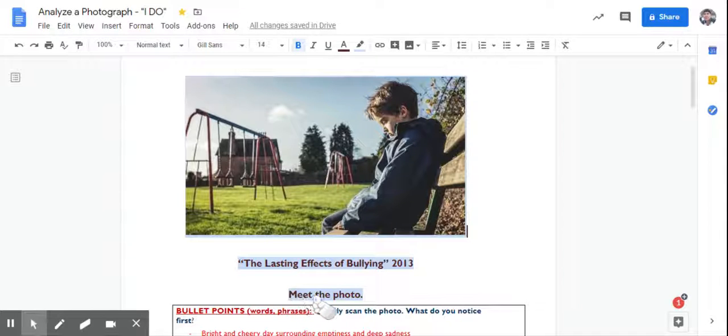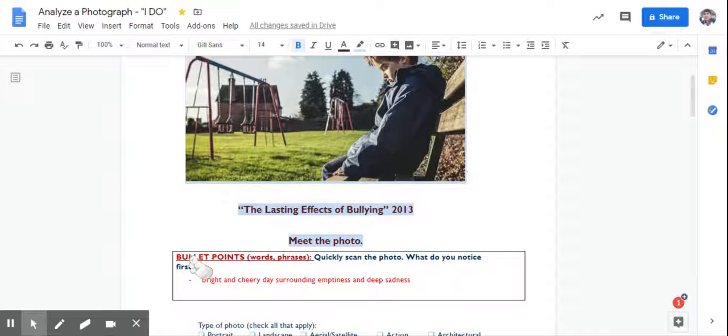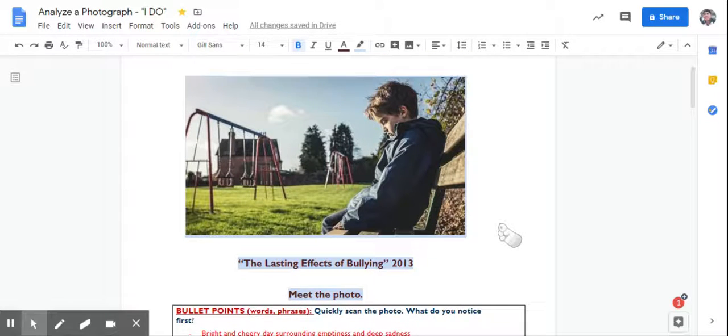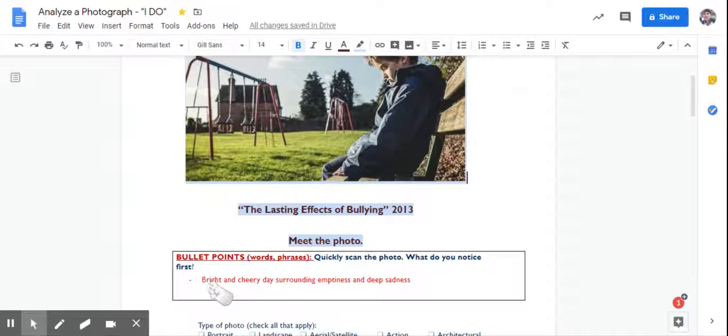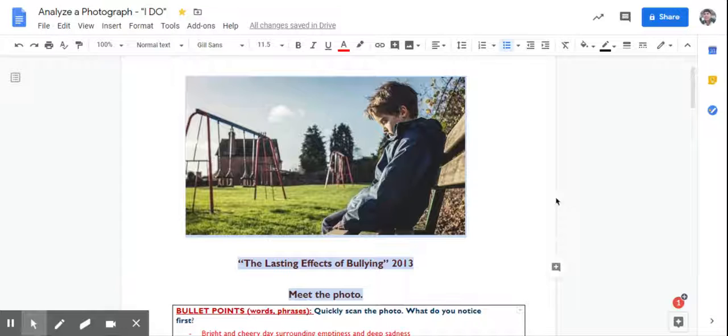This is taken in steps. The first step is to meet the photo, kind of like an informal greeting. In the first box, you're going to use bullet points, and they're going to be words or phrases, not complete sentences. It says, quickly scan the photo. What do you notice first? When I scan the photo, what I noticed first is a bright and cheery day surrounding emptiness and deep sadness. Wow, that is pretty deep, but there are times I can be a pretty deep guy.